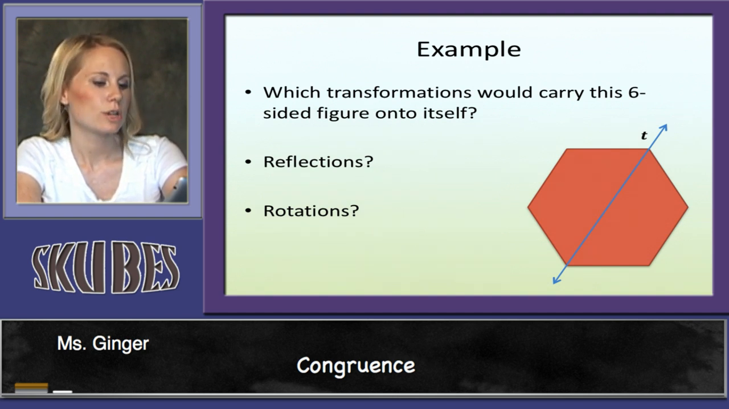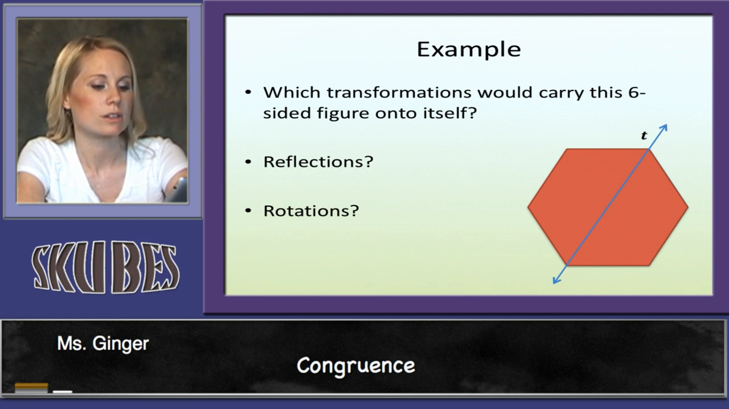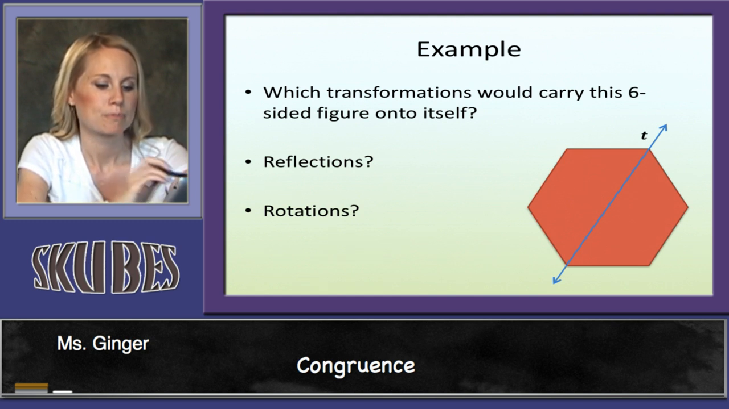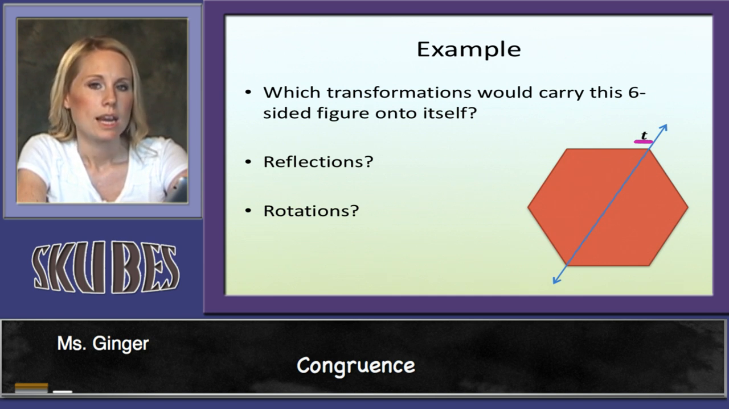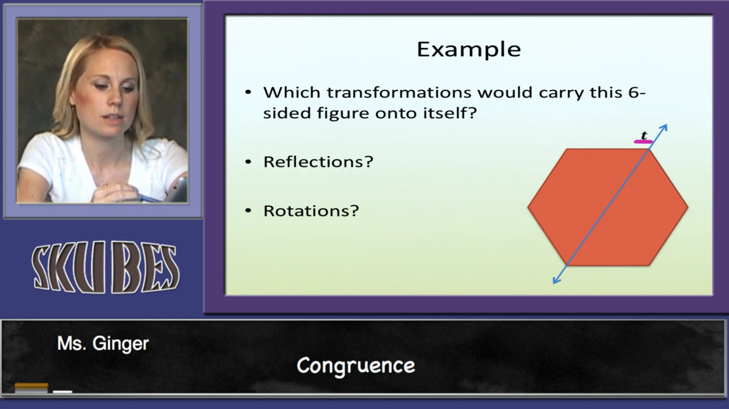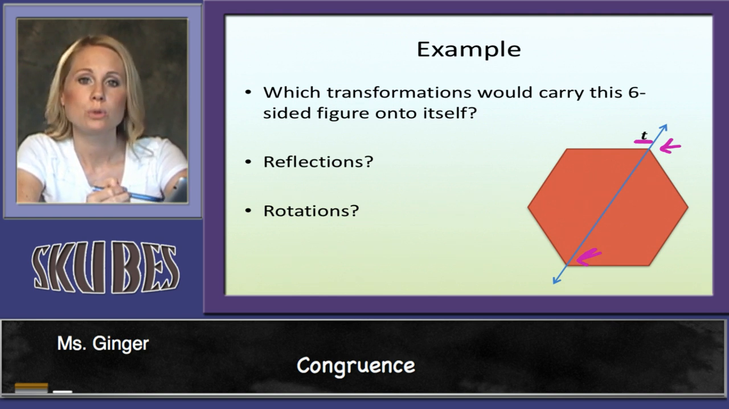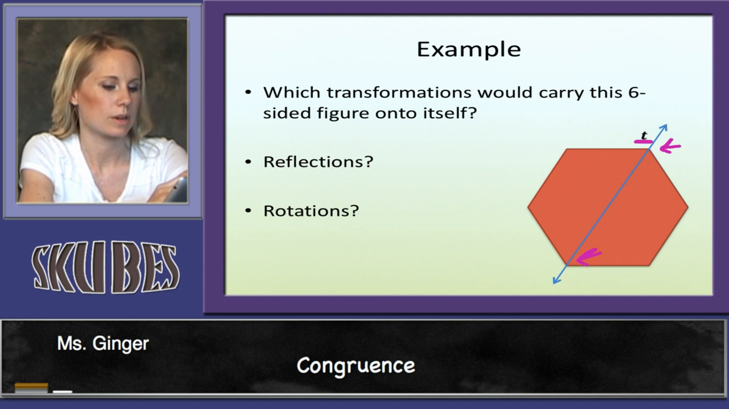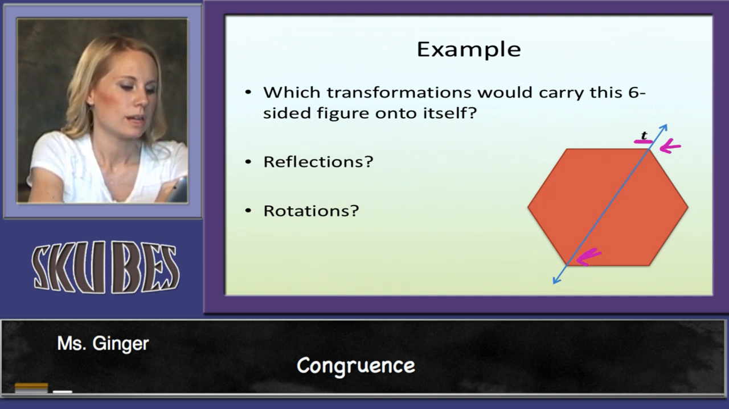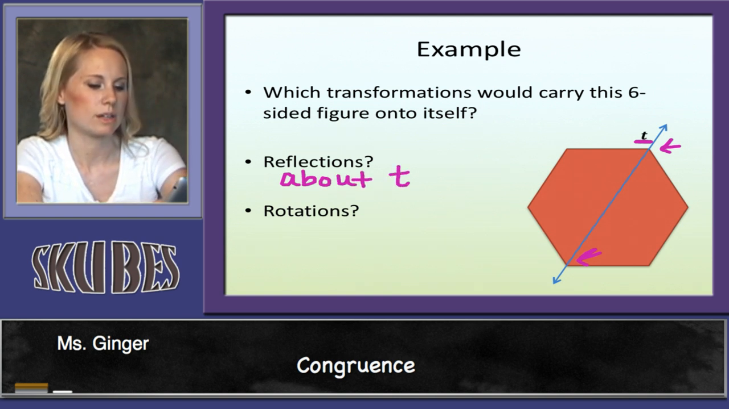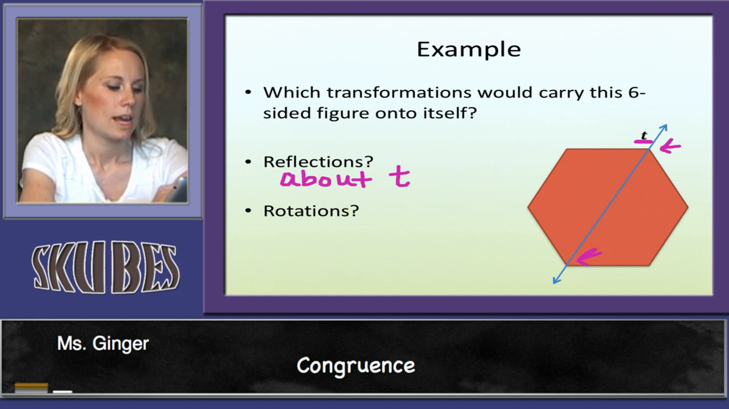What about this figure? Which transformations would carry this six-sided figure onto itself? So now we have an even amount of sides. We've got 6. If we count them up, we can see again we've got a line of symmetry labeled here as T. When you have an even amount of sides, remember your lines of symmetry will go through two vertices as seen here. This corner and that corner is where this one passes. Or two sides, two of the sides. Alright. So reflections. We could definitely reflect this figure about the line T and carry it onto itself if we know that's a line of symmetry.